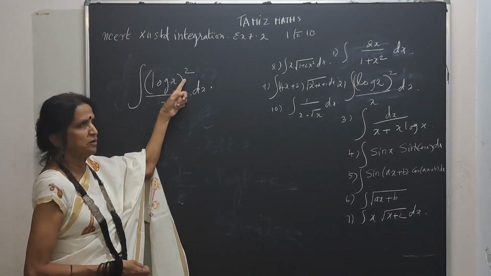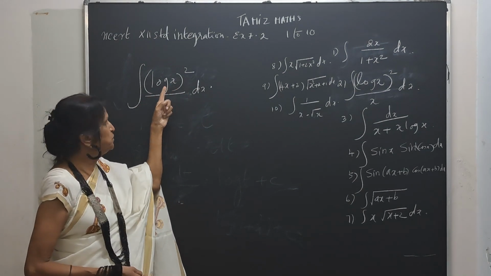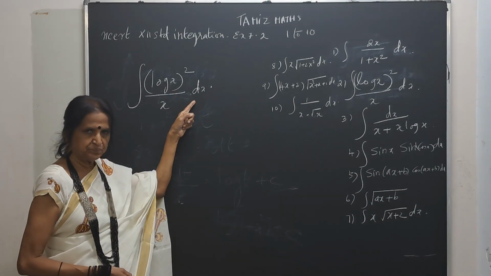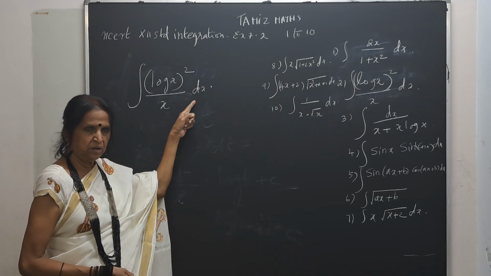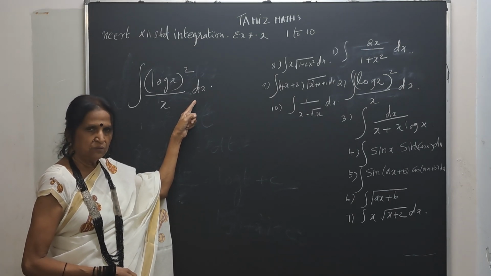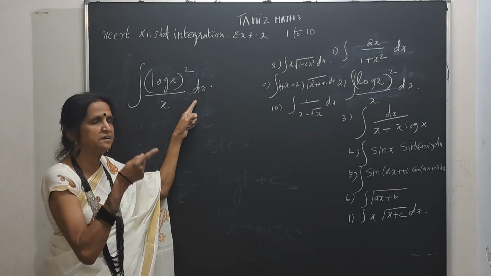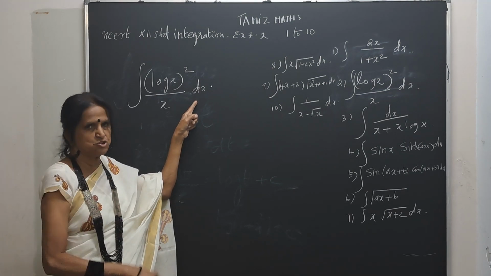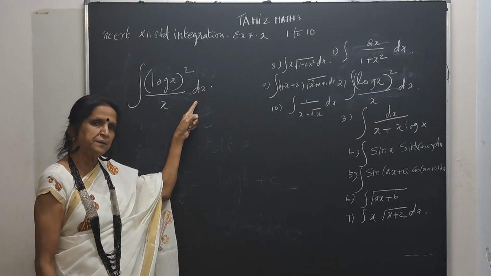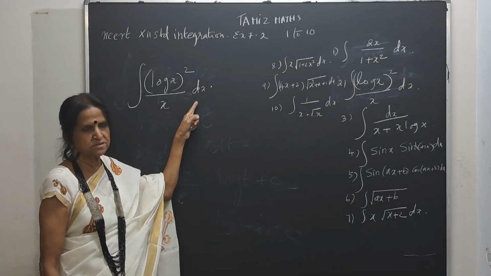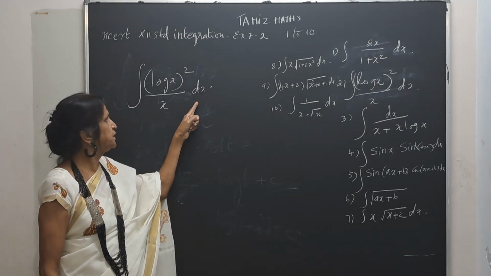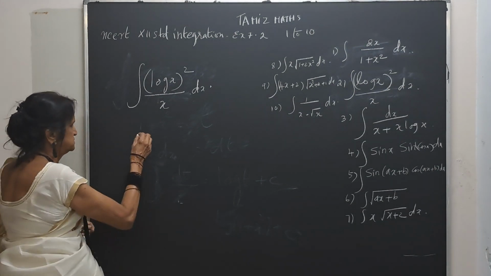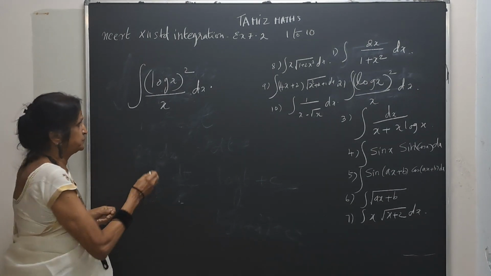For example, it is log x whole square. But what is derivative of log x? 1 by x dx. We have to be very alert. We can't register like that I did, so I will do like that. Your thinking should be independent, and please practice various questions so that you will be thorough. Put log x is t. When you make a mistake, you can always correct. I mean to say when you're practicing.